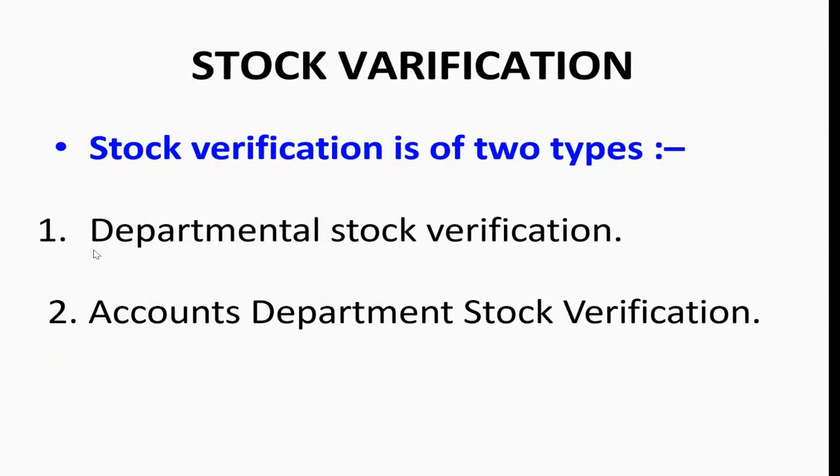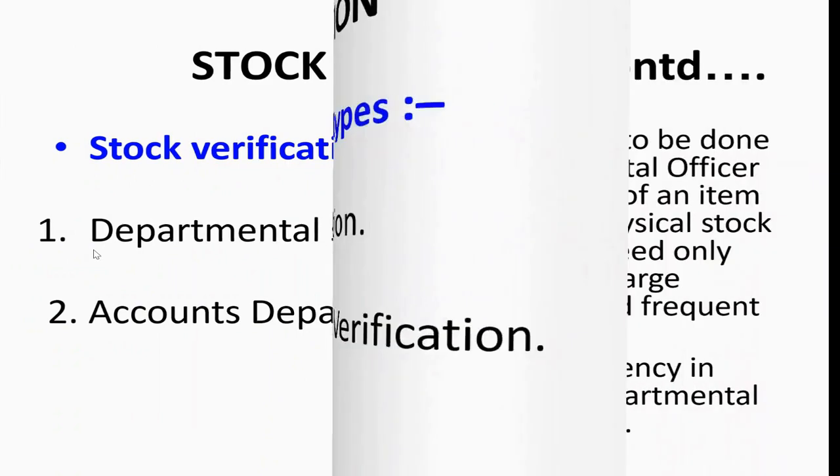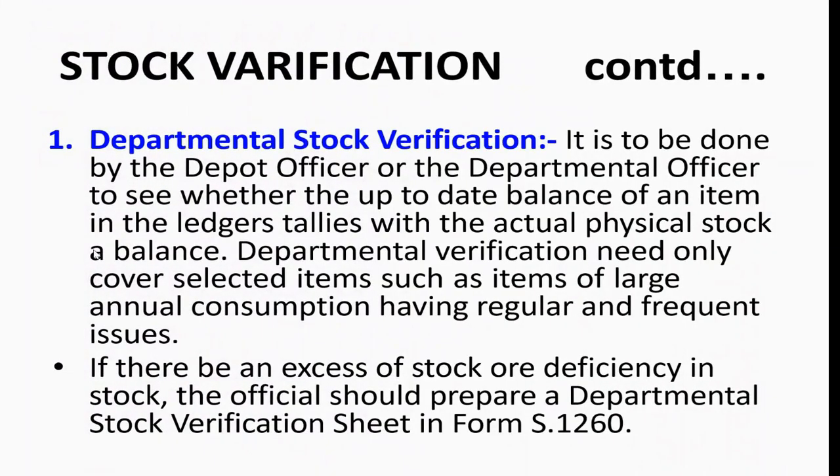Stock verification is of two types. Departmental stock verification. Accounts department stock verification. Departmental stock verification. It is to be done by the depot officer or the departmental officer to see whether the up-to-date balance of an item in the ledgers tallies with the actual physical stock balance.